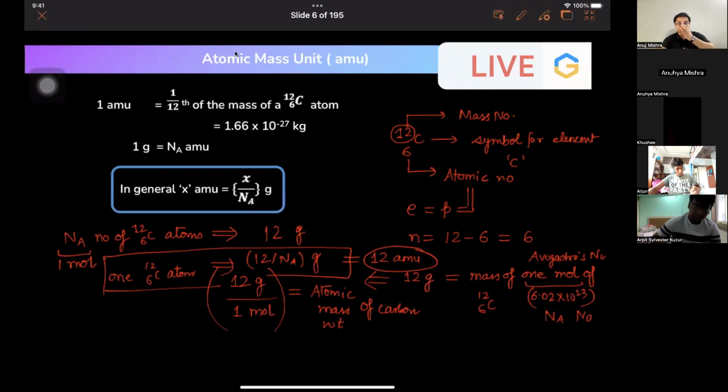Very simple explanation. If you understand, I'll repeat once again. If I take just a single atom of carbon, its mass is 12 AMU. If I take Na units of this, the same thing becomes 12 grams. 12 AMU becomes 12 gram when one becomes Na. Na is 12 gram, one is 12 by Na grams or 12 AMU. Very simple correlation. And if you understand this, I'll ask certain questions to all of you.